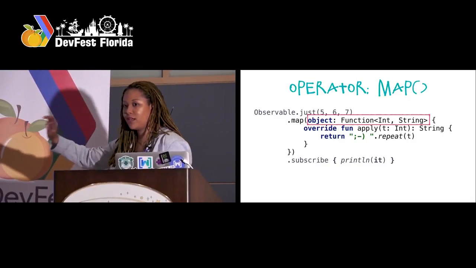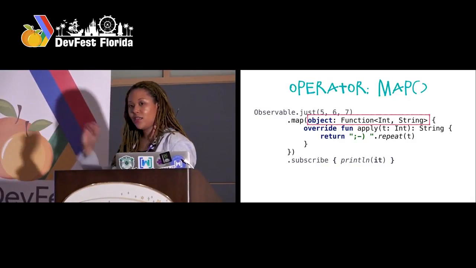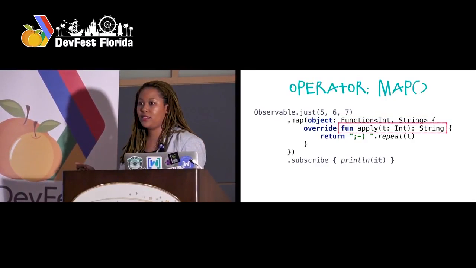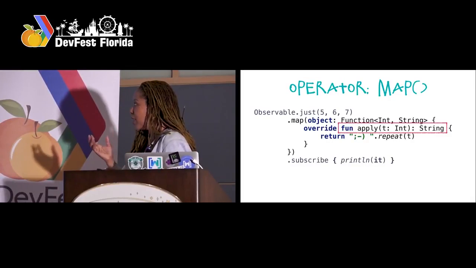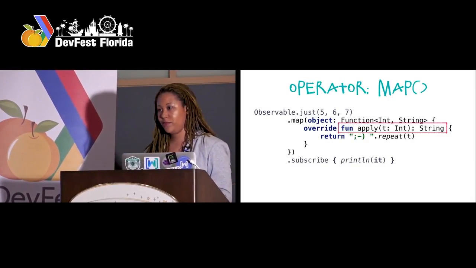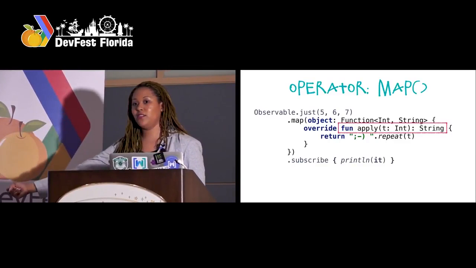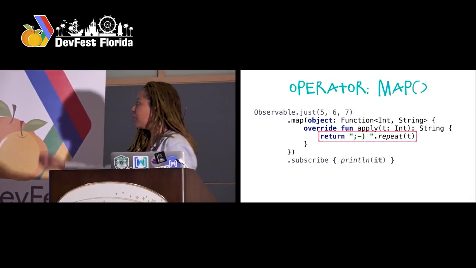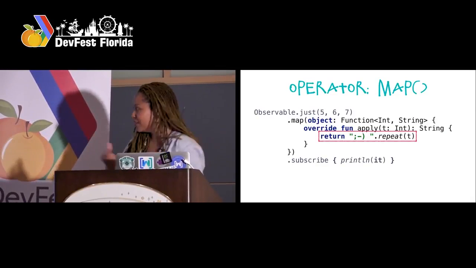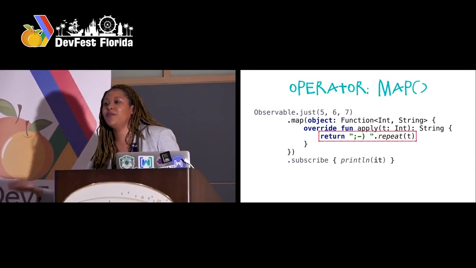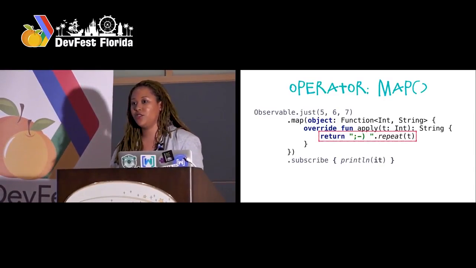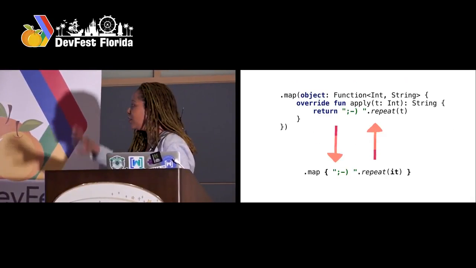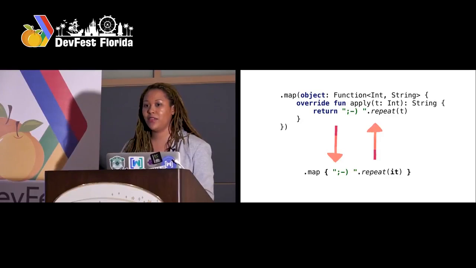So it starts out by creating an anonymous class of type function that knows how to work with integers and strings. It only has one method that it needs to implement. That's apply. The apply method says, if you give me an integer, I'm going to do something to it so that in the end, you end up with a string. What is the something that I'm going to do to it? I'm going to take this winky string, and then I'm going to repeat it the same number of times that correspond to the integer that you gave me. And that's it.